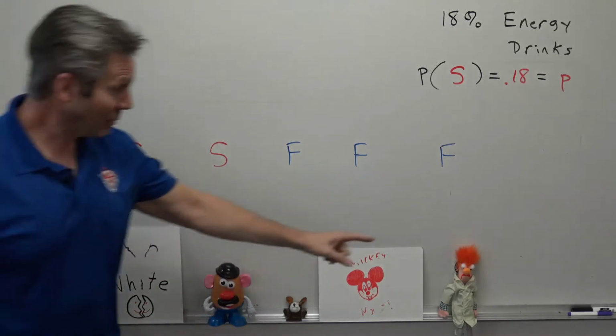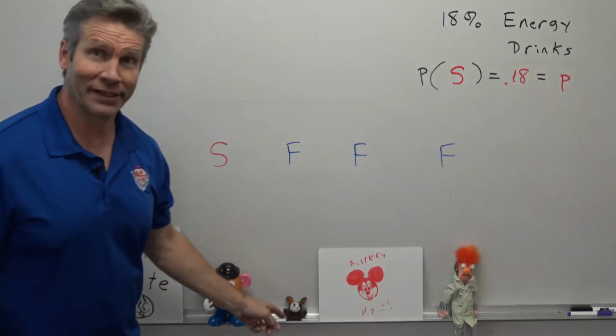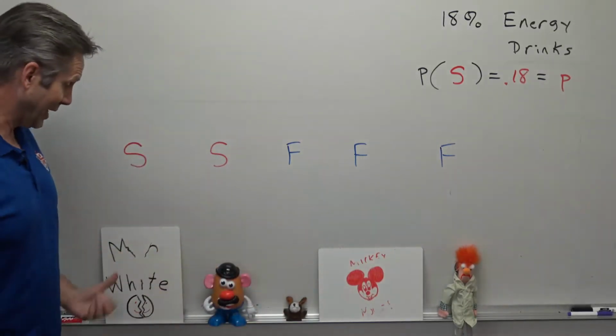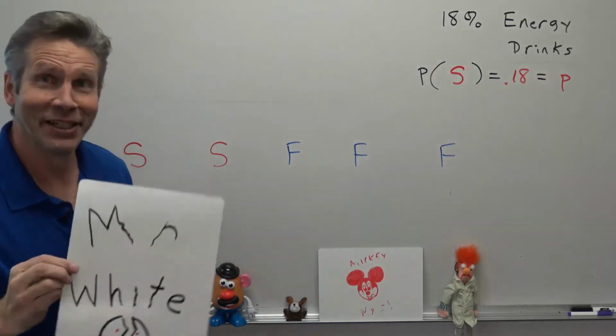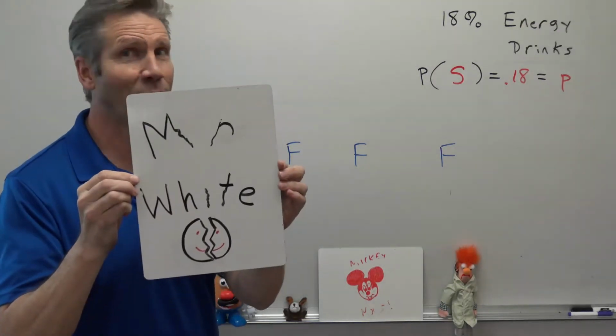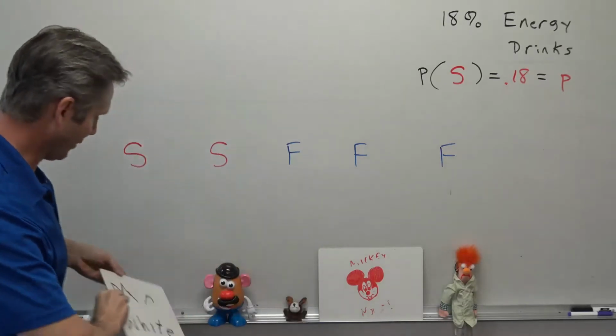But here is a random sample of 5 college students. We got Beaker, Mickey Mouse, I don't know what that is, and then Potato Head here, and then this guy, Mr. White. He's Breaking Bad. He is Breaking Bad. But anyhow, so we got these guys right here.